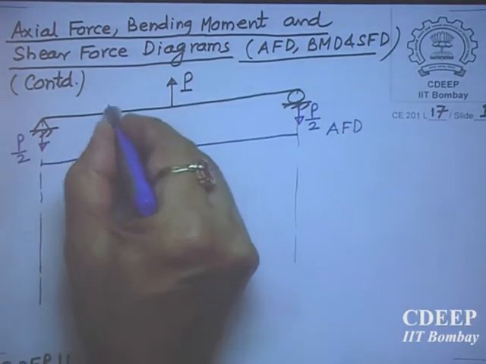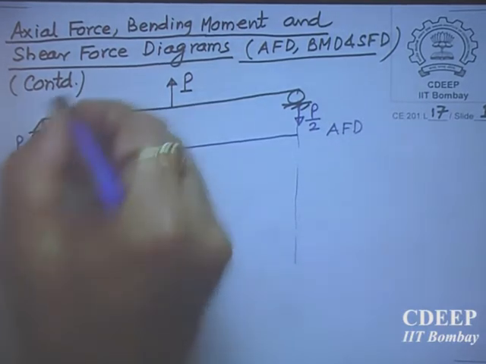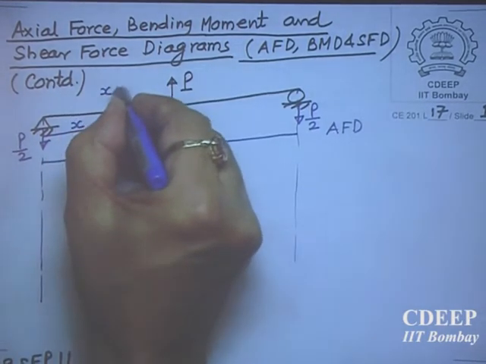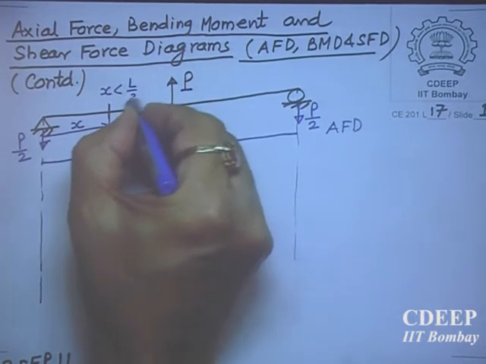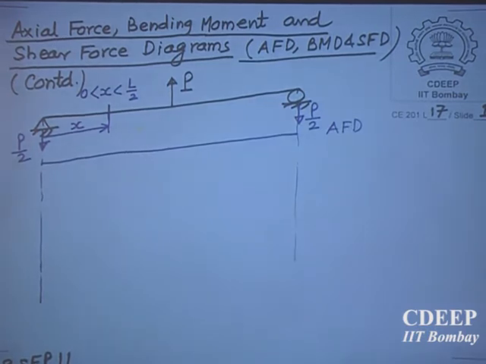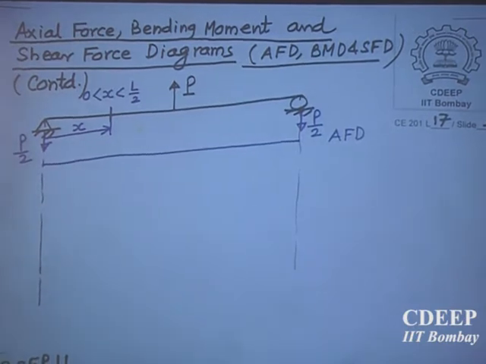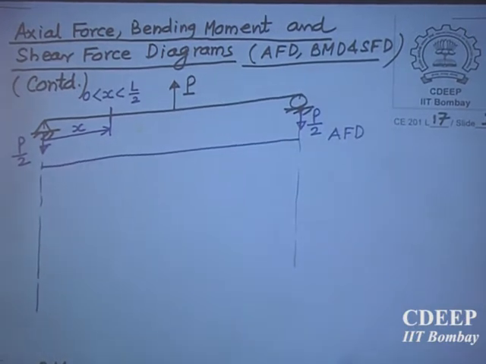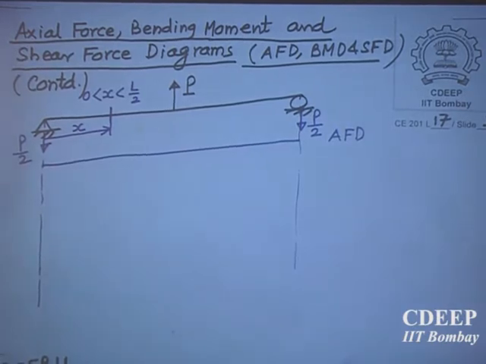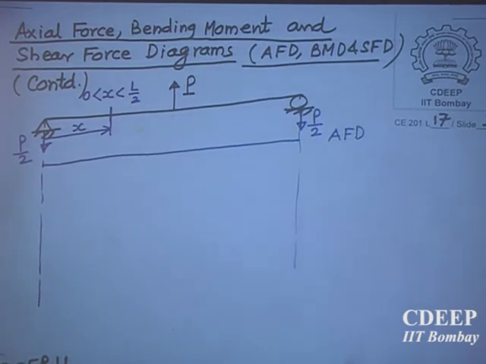Then we took a section at x. This x is less than L by 2 and greater than 0. This is the way it is shown: x greater than 0 means 0 less than x. It also means x more than 0. If I write 0 less than x, the meaning is also that it is not equal to. The equal to sign is not there. Okay, why is the equal to sign not there?